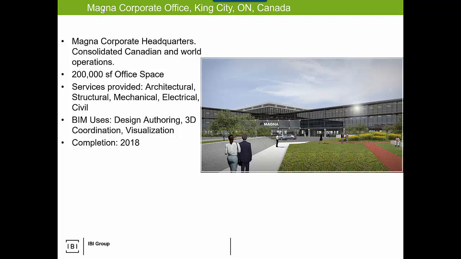Magna corporate office in King City. This was, again, a traditional building project. It was full multi-service building engineering and architectural fused together. Simple BIM off a ship. The whole point here was exercising strong design coordination through the 3D model, full engagement of the client in the workspace.